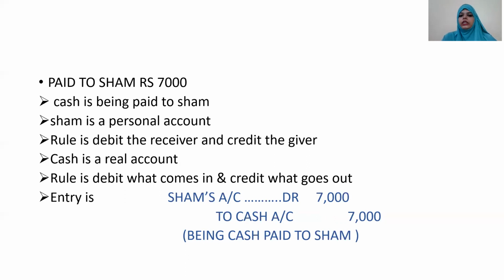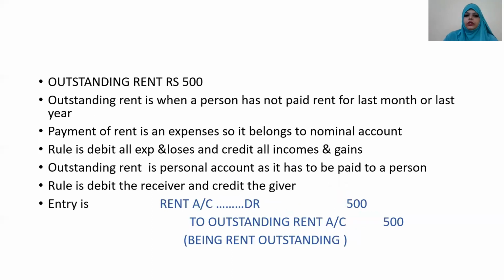So the entry is Shyam's account debited, because Shyam is a personal account, debit the receiver, the person who is receiving the money from the business. That is Shyam's account debited, and cash account credited, because cash is going outside the business. So being cash paid to Shyam is your narration, 7,000 rupees. So moving to your next transaction, that is outstanding rent rupees 500.